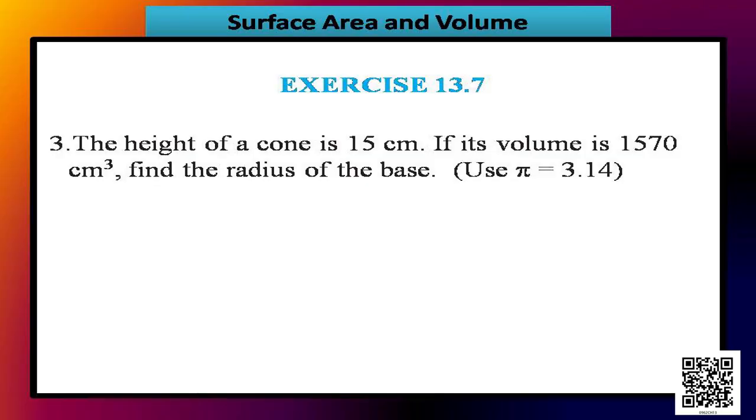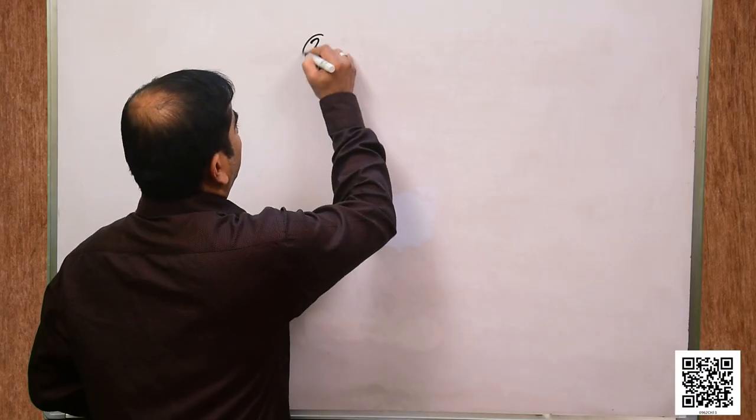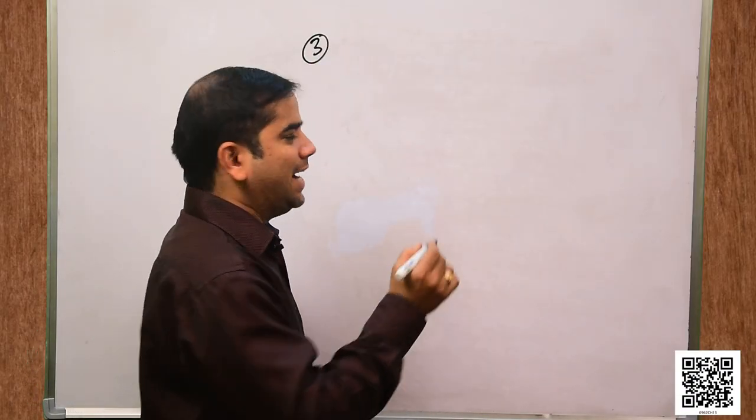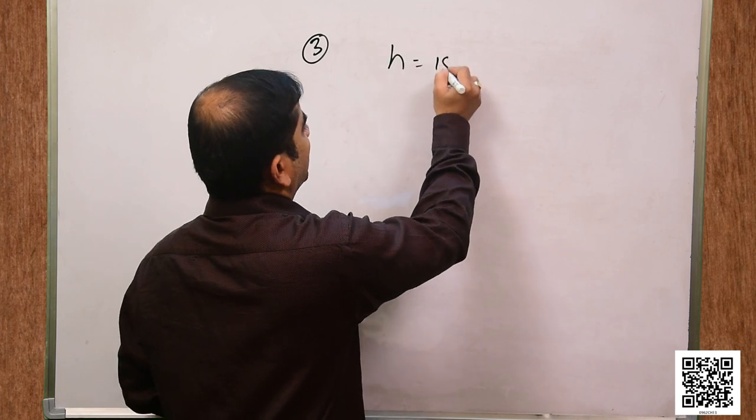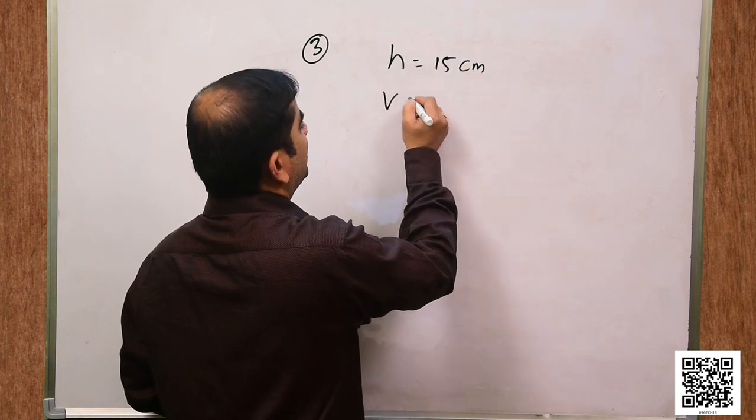It says the height of a cone is 15 centimeter. If its volume is 1570 centimeter cube, find the diameter of its base. And the instruction is given as to use pi as 3.14. So, let us solve the question. So, for question number 3, what are the given data? The height. Height is 15 centimeter, and the volume is also given.